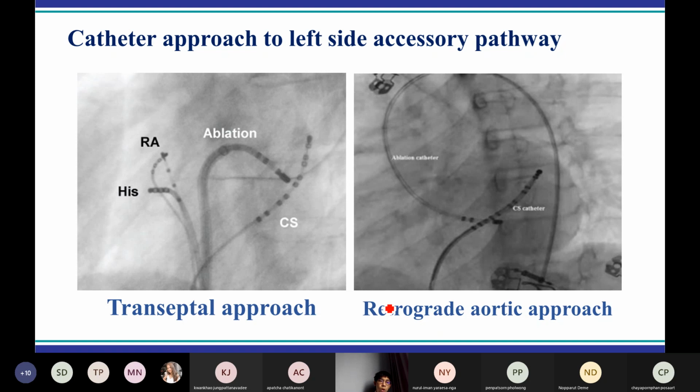Or we could put the catheter into the right side and puncture the septum of the atrium and put the ablation catheter through the septum into the LA and LV. This is called the transeptal approach. We could do both in a left side accessory pathway.